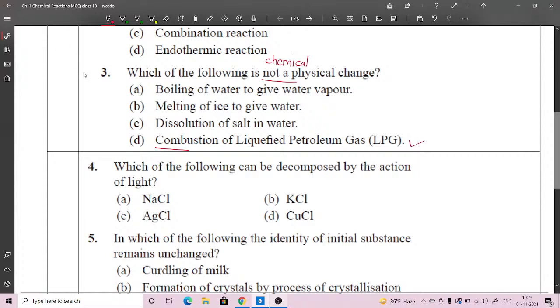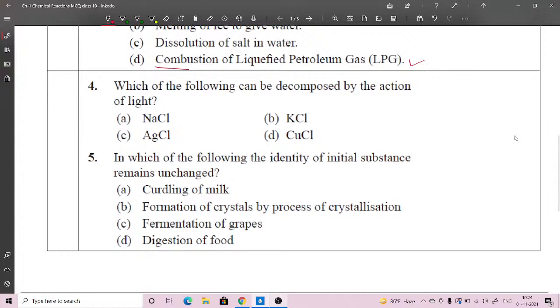This type of question is very common during MCQ exams under this chapter. So you may get similar questions, such as which of the following is not a physical change, or which of the following is not a chemical change, wherein all will be examples of a physical change. So you should know how to identify such questions. This is one type of question under this particular chapter.